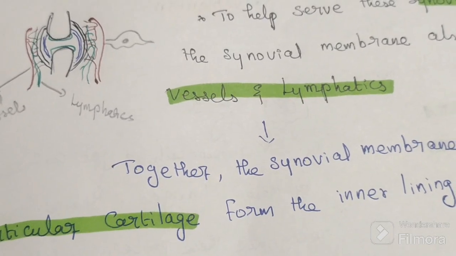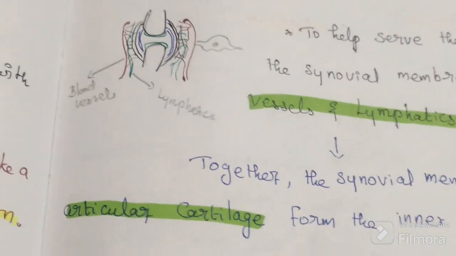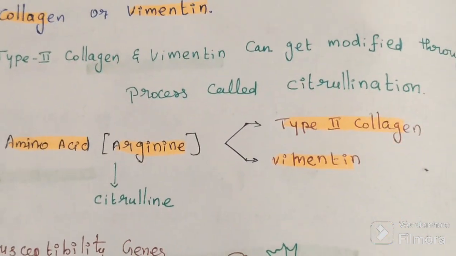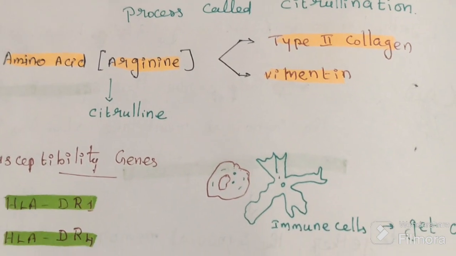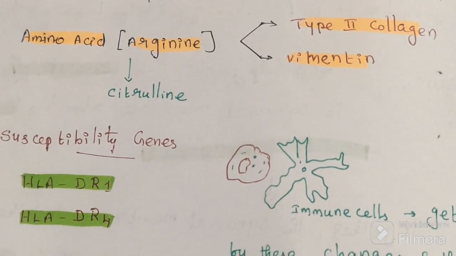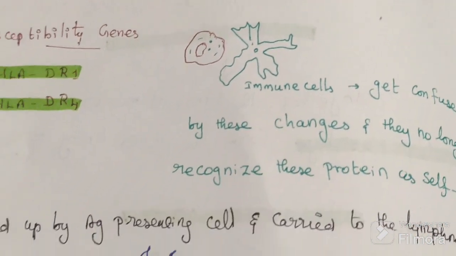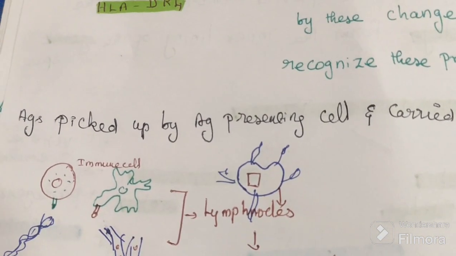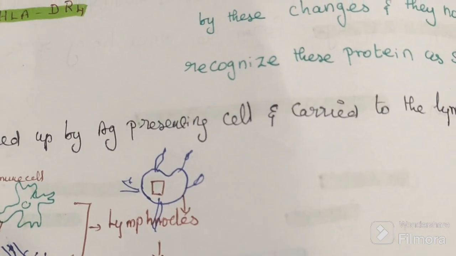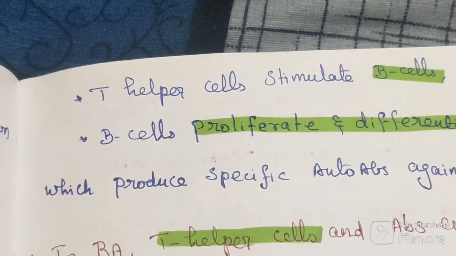The environmental factor causes modification of our antigen. Next, because of susceptibility from HLA-DR1 and DR4 antigens, the immune cell gets confused. So our immune cell gets confused by this change of antigen. The antigen is picked up by the antigen presenting cell, presented and carried to the lymph node, and the T helper cell stimulates the B cell, which then proliferates and differentiates into plasma cells.